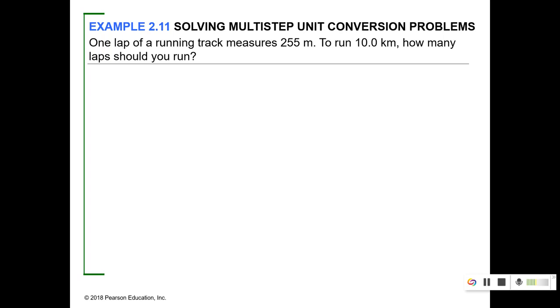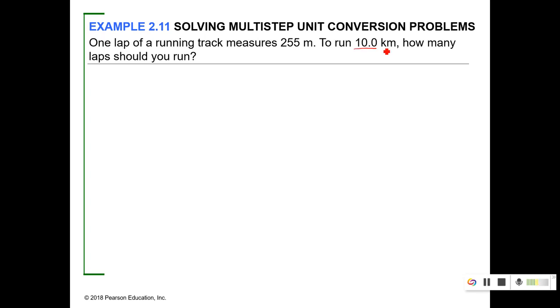Okay, let's do another one. 1 lap of a running track measures 255 meters. To run 10 kilometers, how many laps will you run? So this one has 2 givens. Okay, they gave us 2 numbers. That's how I know it has 2 givens. One of them has 1 unit, and the other one has 2.